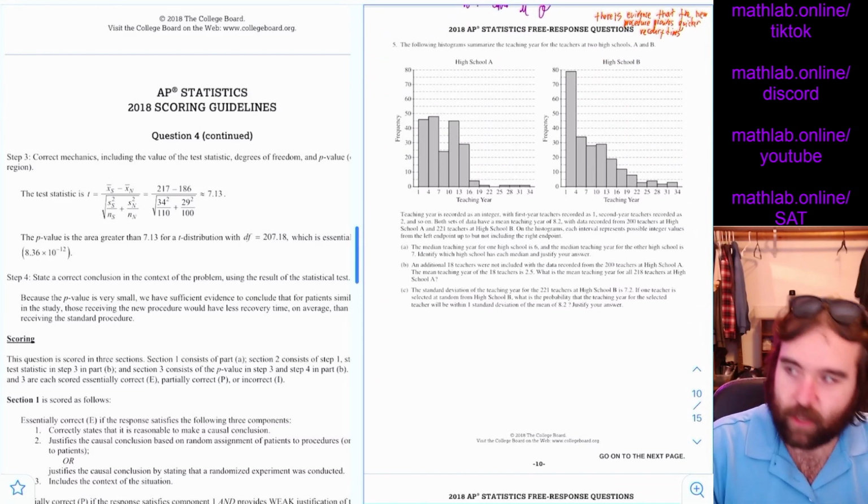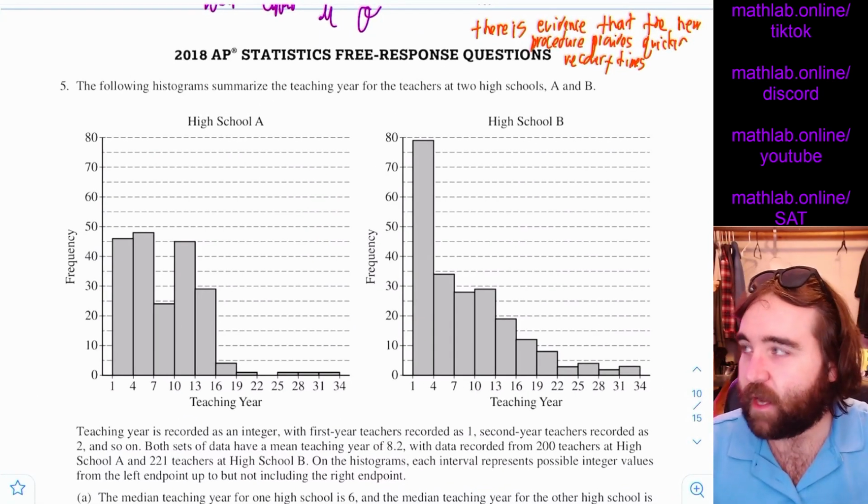Alright. We got 2 more. X bar for sample statistic mean.